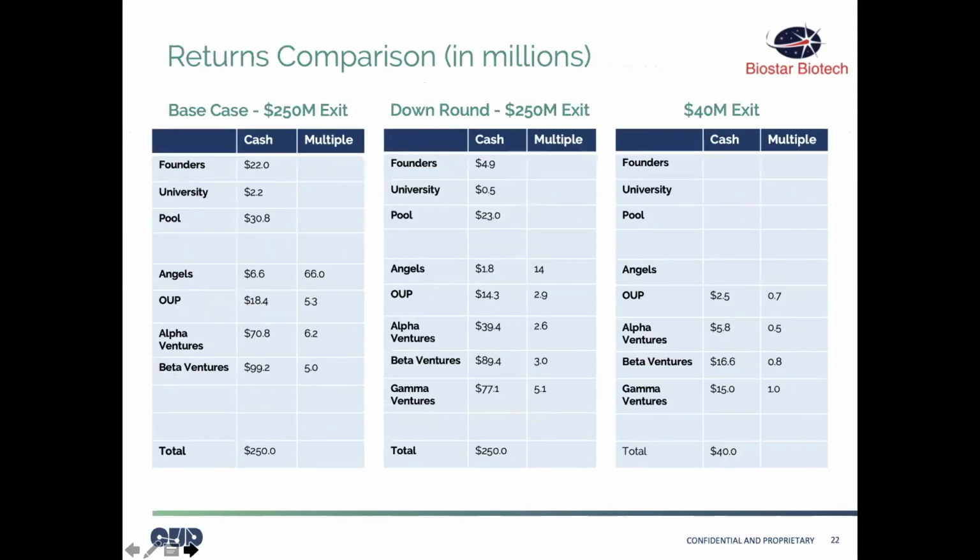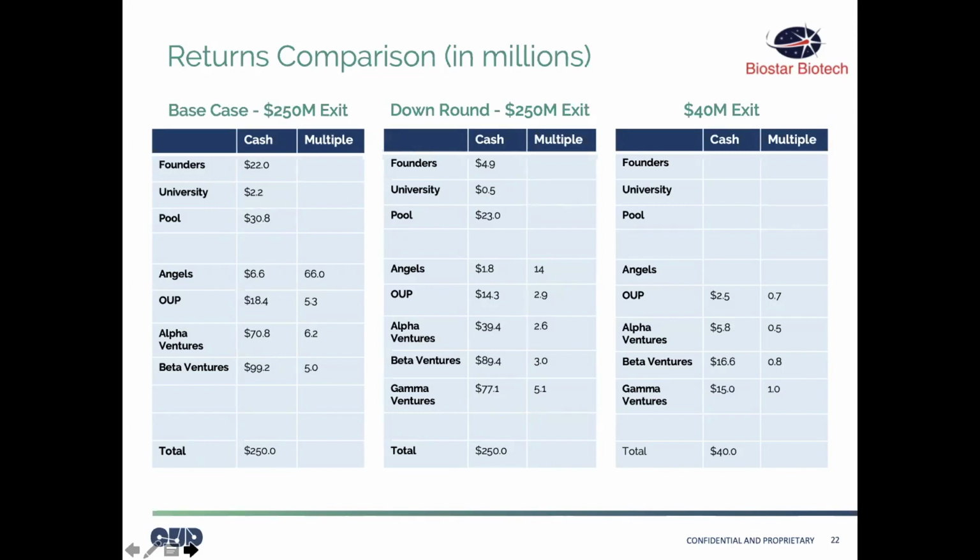So on the next slide, we just look at the return comparisons. Remember, we had a base case, which was everything looked great. We sold it for 250 million. The down round scenario where there was that extra Series C at a lower price, but again, a good exit, a $250 million exit. And then 2 failed trials and a $40 million exit to point out the comparison across the 3 scenarios. For the investors in the initial scenario was pretty attractive, 5 to 6x. The angels kind of out in space with 66x.